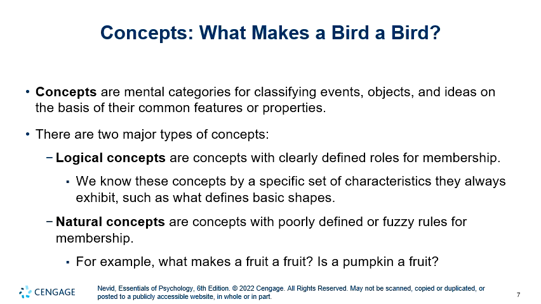Now, there are two types of concepts. We have the logical concepts, which clearly define the rules for membership, such as we know how specific our characteristics might be, and it's always going to be showing. And that helps us to define basic shapes. Then you have natural concepts, and these concepts are more poorly defined, and they have fuzzy rules for membership. Like looking at a fruit. Is it a pumpkin? Or is pumpkin considered to be a fruit? Hopefully that made sense.